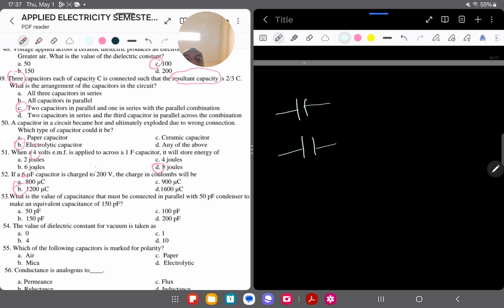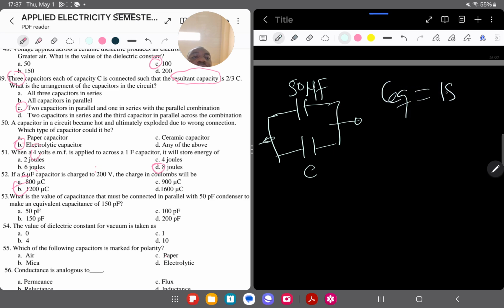Then let's say we don't know the first one. We know one of them. Let's say the one we know is 50 microfarad. Then the other one is C, which is the one that we don't know, and we are asked to find it. And once they are connected in parallel, the equivalent capacitance gives us 150 microfarad.